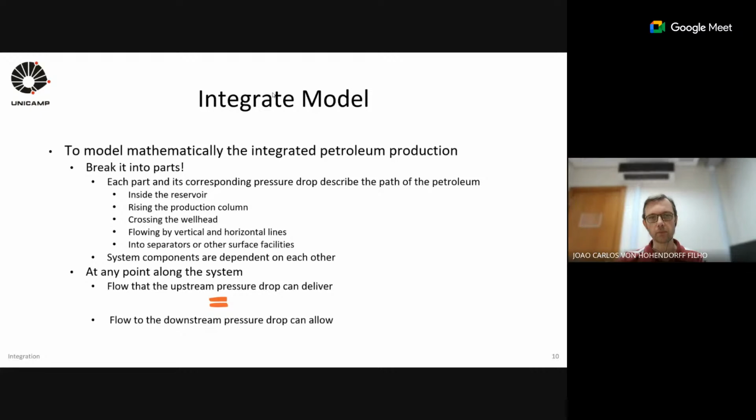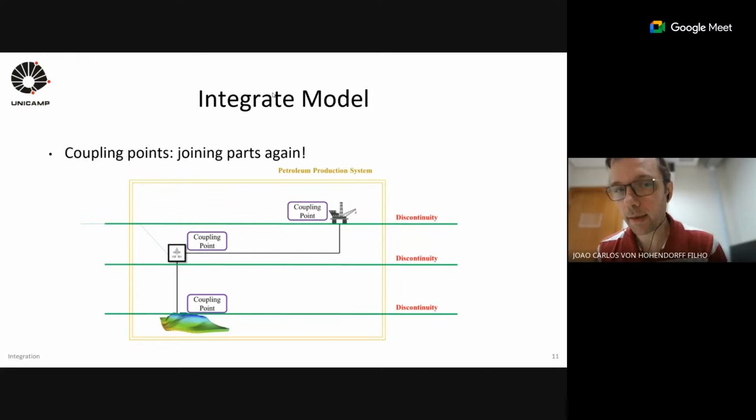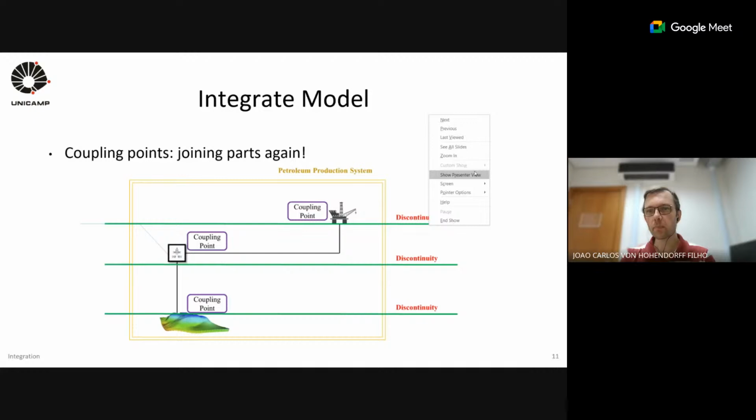But how can we do the coupling again? Okay, we use the concept of coupling points, and these coupling points we can use depending on how you describe your model and how you implement it. We can include them at different points of my system.